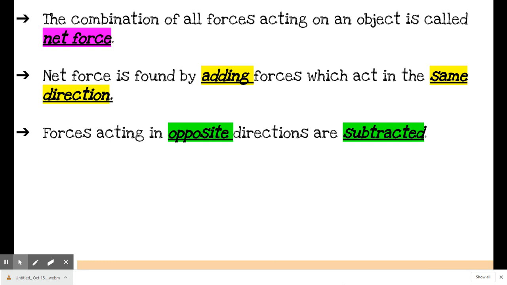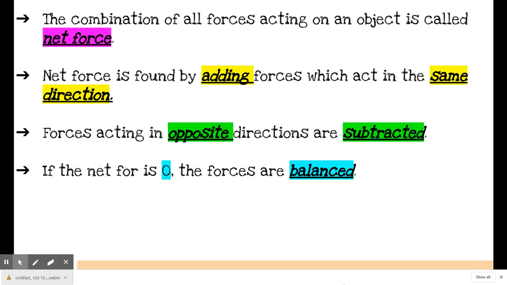When forces are acting against each other, we subtract the amount of force to find the net force. So if Coach Uribe is pushing one way and Coach Hines is pushing another way, and they're working against each other, we're going to subtract their force to find the total force acting on the object that they're pushing.